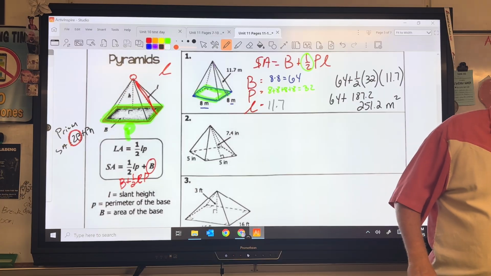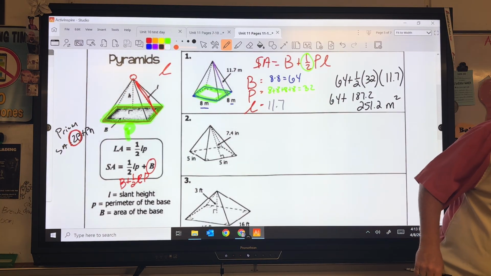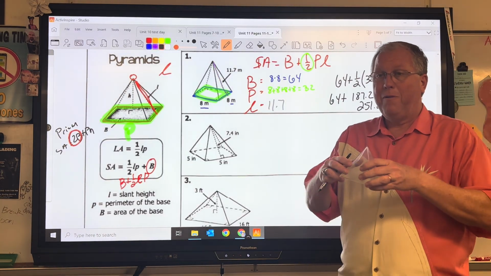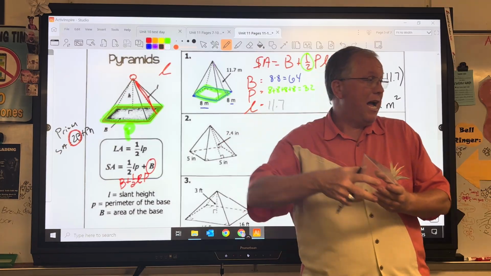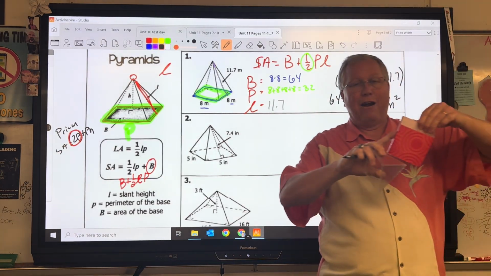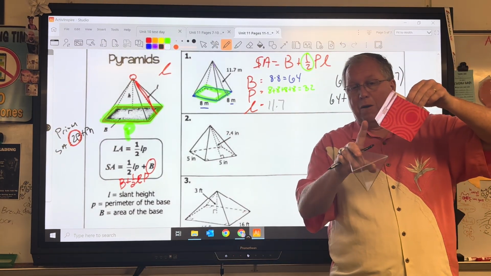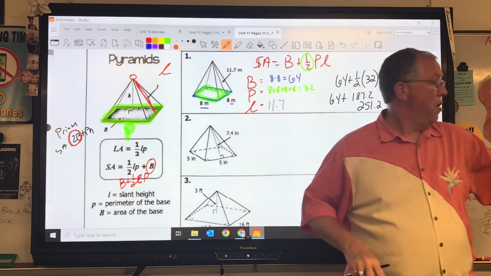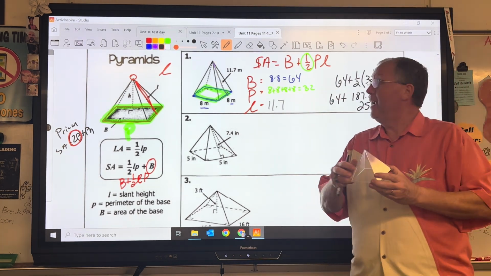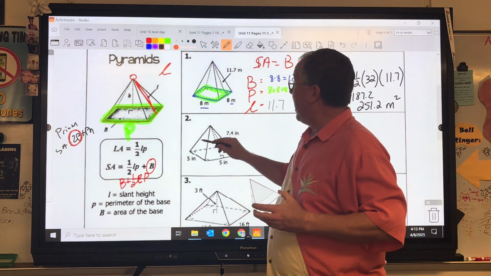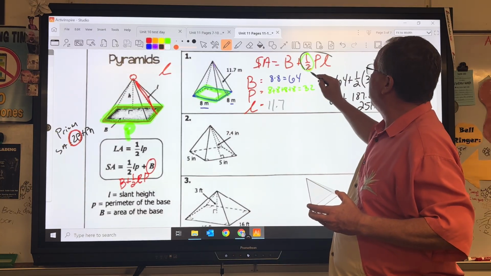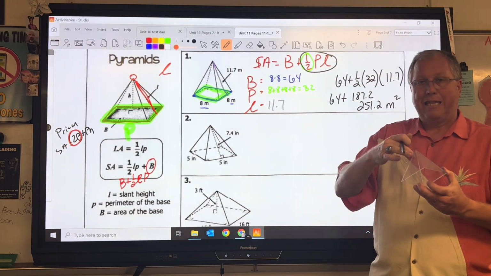Now, as we talked about earlier, and I'm going to tell you this now because it may pop up later on, remember the spot that goes around the outside? Remember we had this guy, this was our lateral area, right? It was our perimeter times our height. Well, our lateral area in this one is this guy right here. This is my lateral area. It's the part that's not the base.